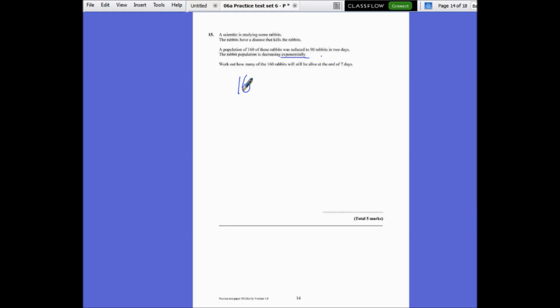Well, there were 160 to start with, and we would multiply that by something to find out how many they were after 1 day, and you would multiply that by that same thing again to find out what they'd be after 2 days. So to the power of 2, and that would give us an answer of 90. So we can rearrange this to find out our value for x. So x squared is equal to 90 over 160, just divided by 160. So x must be the square root of 90 over 160.